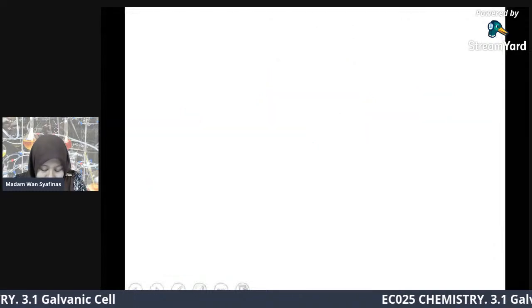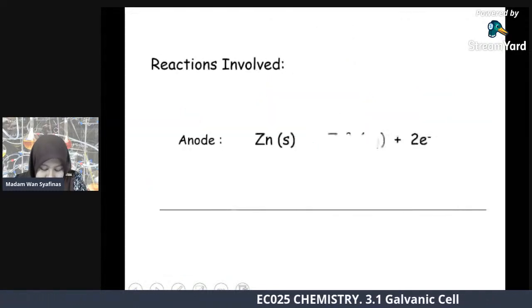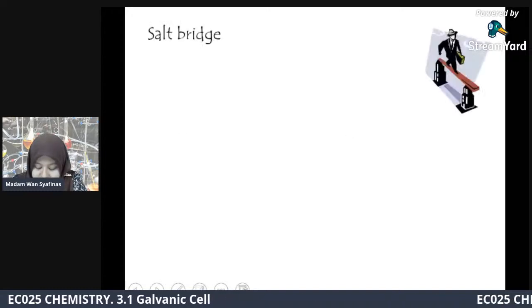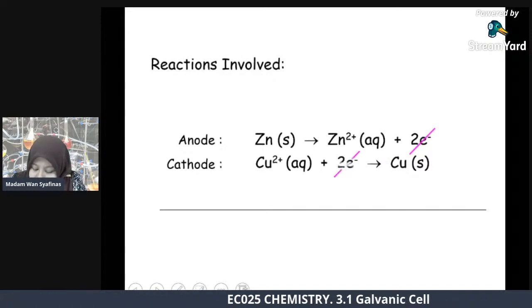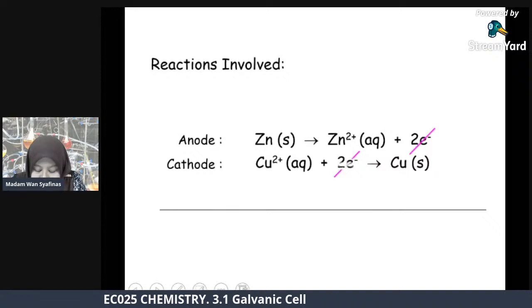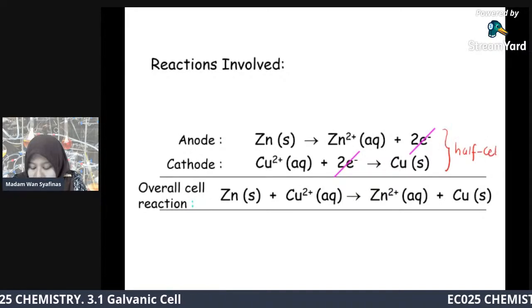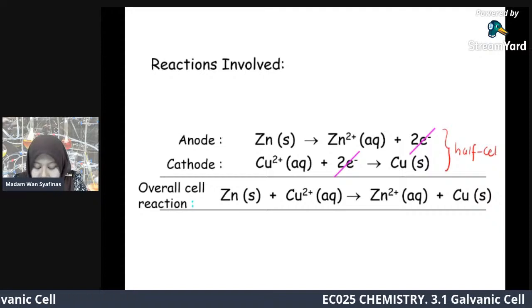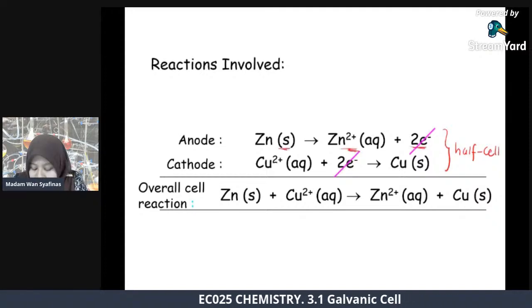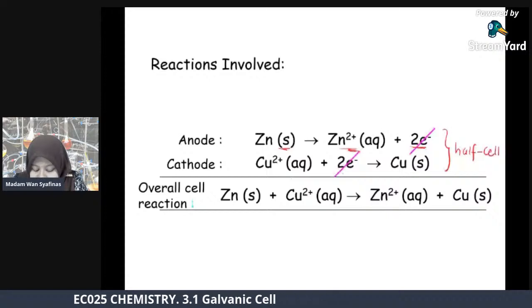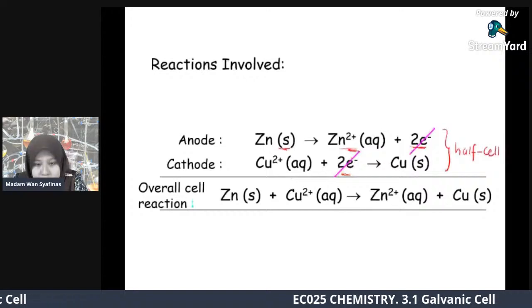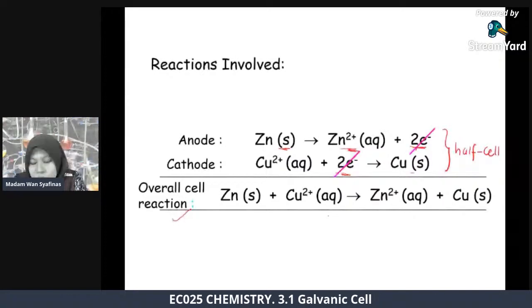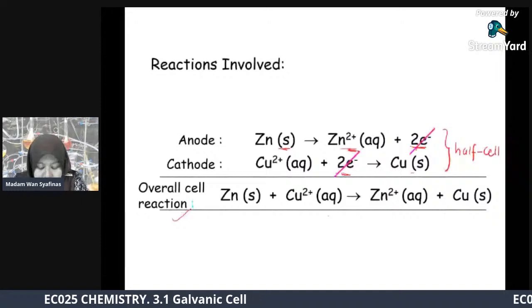This is the reaction involved. At the anode, we have the half cell equation: zinc solid produces zinc 2+ aqueous ion plus 2 electrons, and at the cathode, copper 2+ aqueous accepts 2 electrons and produces copper solid. We can cancel out the electrons to get the overall cell reaction: zinc solid plus copper 2+ aqueous produces zinc 2+ aqueous plus copper solid. This is the overall cell reaction.